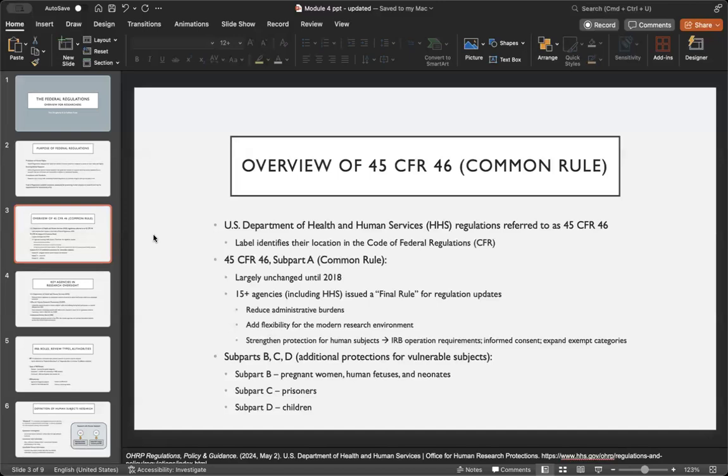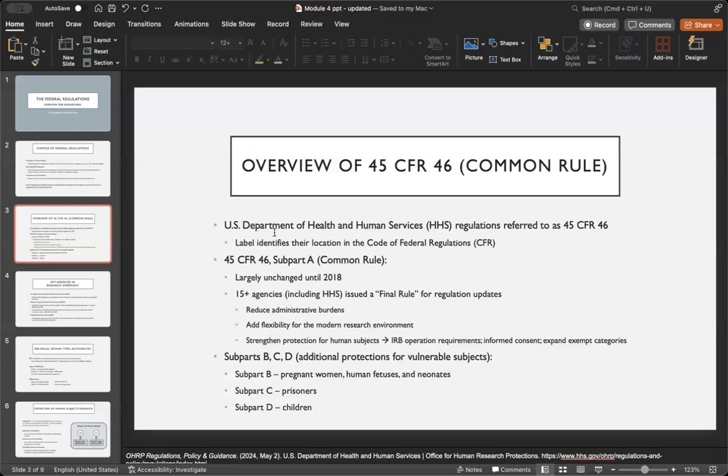Although the Common Rule remained generally unchanged for many years, major revisions were finalized in 2018 by HHS and more than 15 other federal agencies. These revisions were designed to reduce administrative burden, to strengthen informed consent and protections for human subjects, as well as increase flexibility for modern research. The revisions also expanded exempt research categories and updated requirements for informed consent and IRB operations.